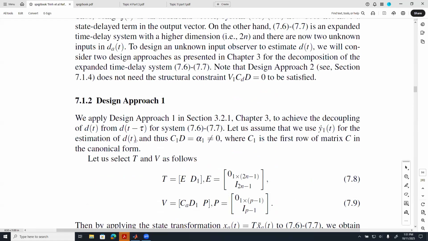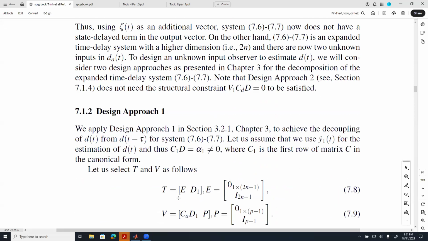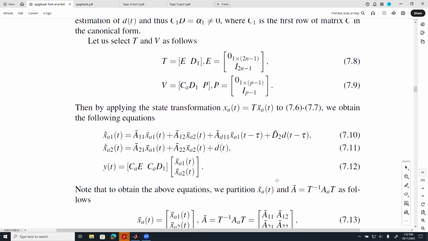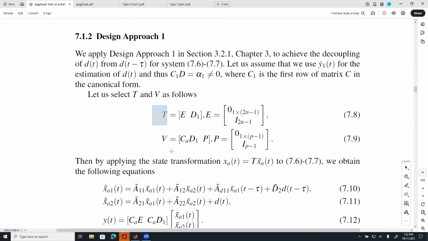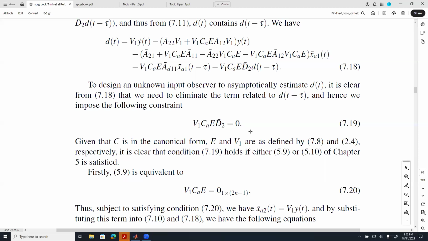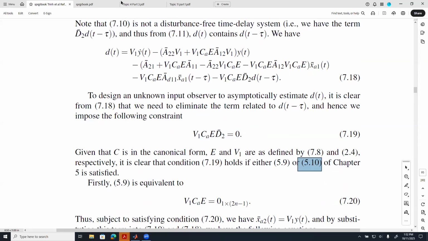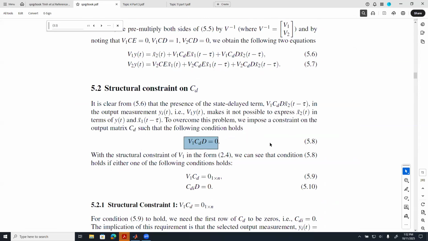In this approach one, we say that when we do the decomposition to express the unknown input, d of t, using only the first derivative of the first output measurement, then we apply these matrix transformations and this matrix V. And so we have to then impose the requirement that this has to be 0. Now, this has to be 0 means that either this condition holds true, which is the same as condition 5.9 in chapter 5, or if this other condition holds true, we require V1 C D times D equal to 0.